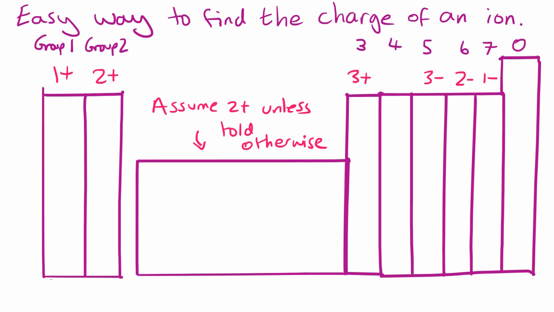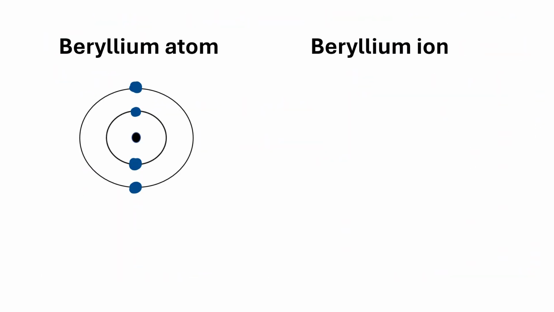So in the previous example, fluorine, we would find where fluorine is on the periodic table. It's in group 7, so we know it makes a 1 minus ion. Let's look at another example of a beryllium atom changing into a beryllium ion. Now in this case, instead of it gaining 6 more electrons, it will lose 2 electrons. It will always do whatever involves losing or gaining the least number of electrons. So it's better to lose 2 than try and gain 6.